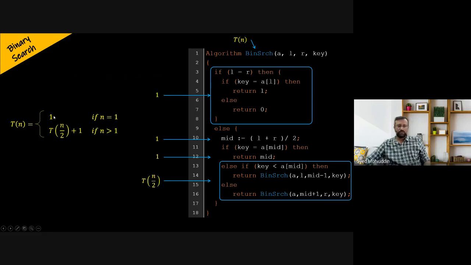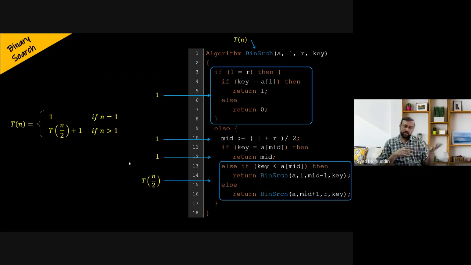This is 1. Else, the problem is large, that is n is greater than 1, then it's t of n by 2 plus f of n, which is 1. Whatever constants you add, doesn't matter. We can just ignore all those values and only take 1 as the constant. So this forms the recurrence relation for the binary search algorithm. Remember, this is the recurrence relation for the binary search algorithm.